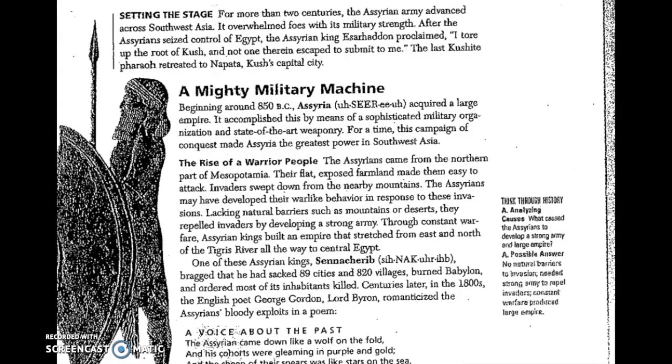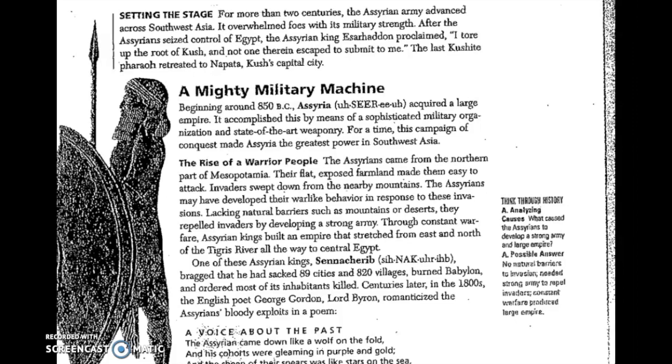Setting the stage. For more than 2 centuries, the Assyrian army advanced across southwest Asia. It overwhelmed foes with its military strength. After the Assyrians seized control of Egypt, the Assyrian king Esarhaddon proclaimed, "I tore up the root of Cush, and not one therein escaped to submit to me." The last Cushite pharaoh retreated to Napata, Cush's capital city.